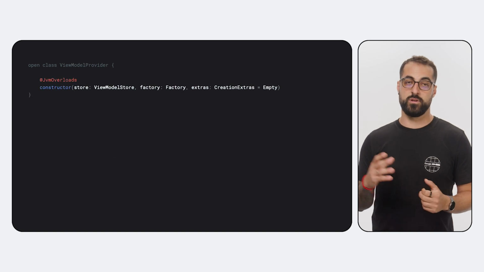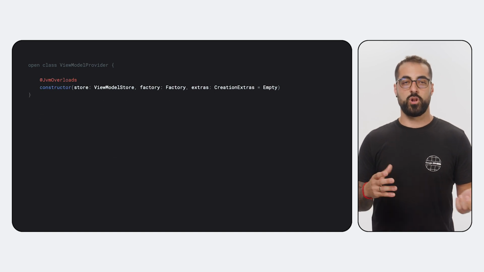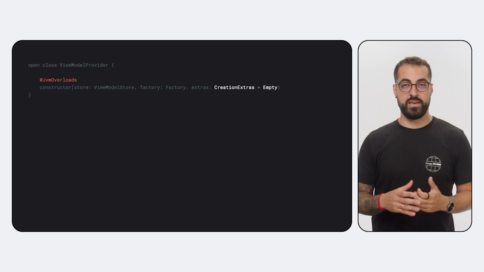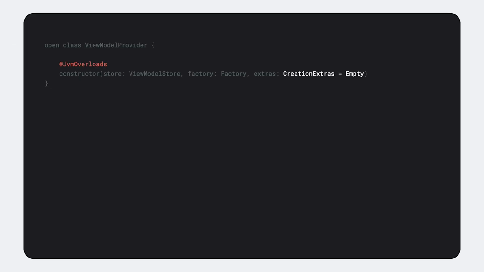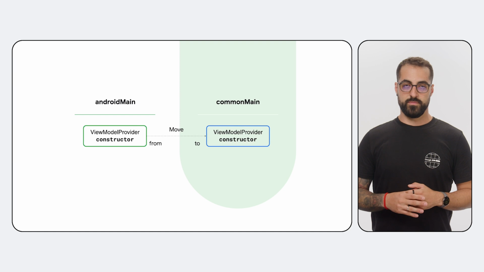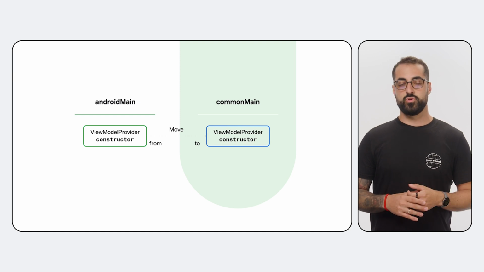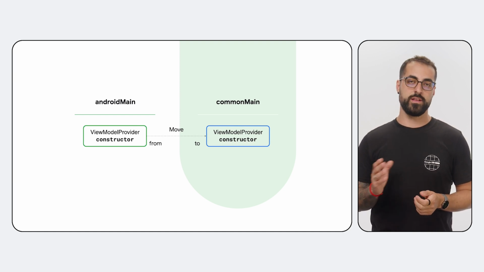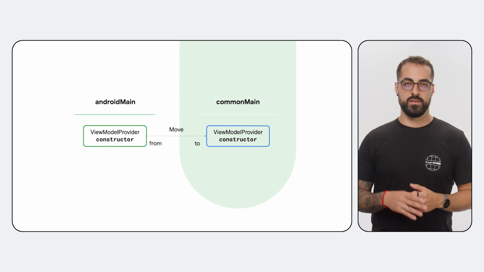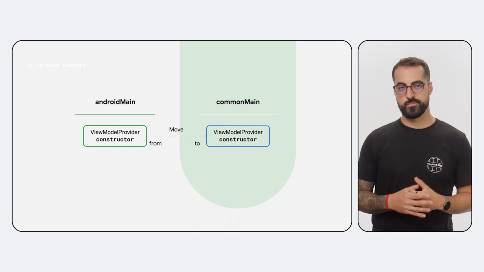So let's start with the constructor. If we look closely, it has a default empty CreationExtras, and it is annotated with JvmOverloads for Java interoperability. Assuming the function parameters are already converted to KMP, we should be able to move the constructor from Android main to common main inside an expect declaration, right?